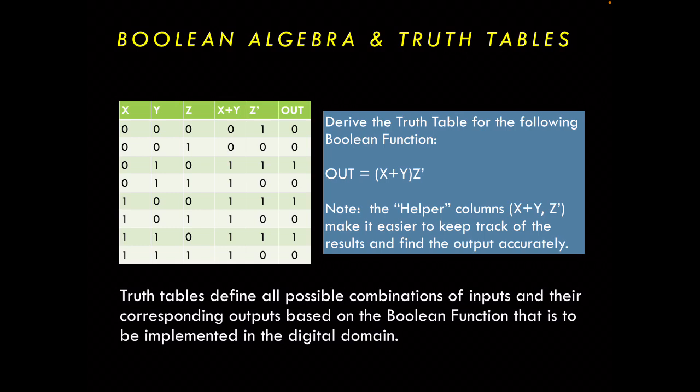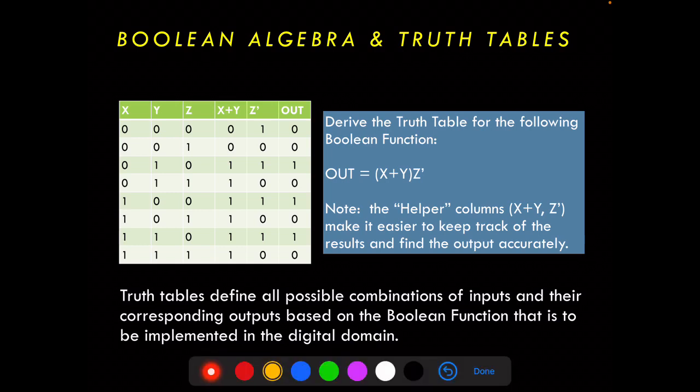In this example, the function output is an OR of x and y, ANDed with the inverse of z. To help us get the truth table right the first time, we'll insert helper columns into our truth table. One will be for the function x or y, and the other will be for the inverse of z. Once we create those helper columns and fill them in, all we have to do is AND those two columns together to get the accurate output.